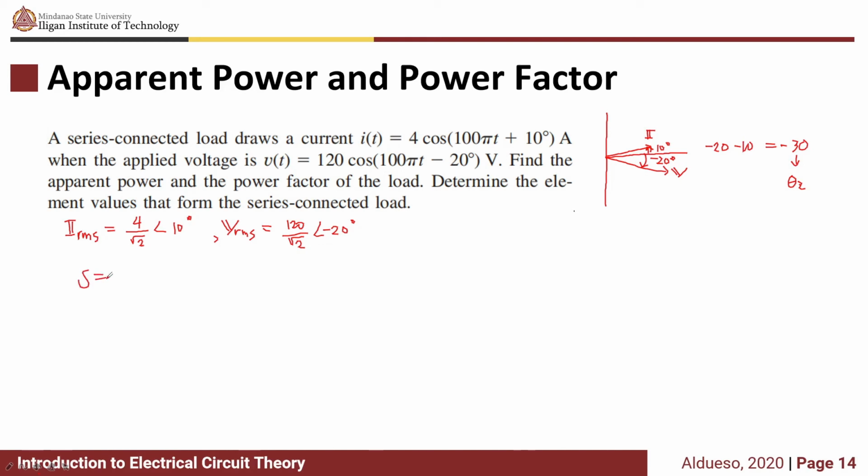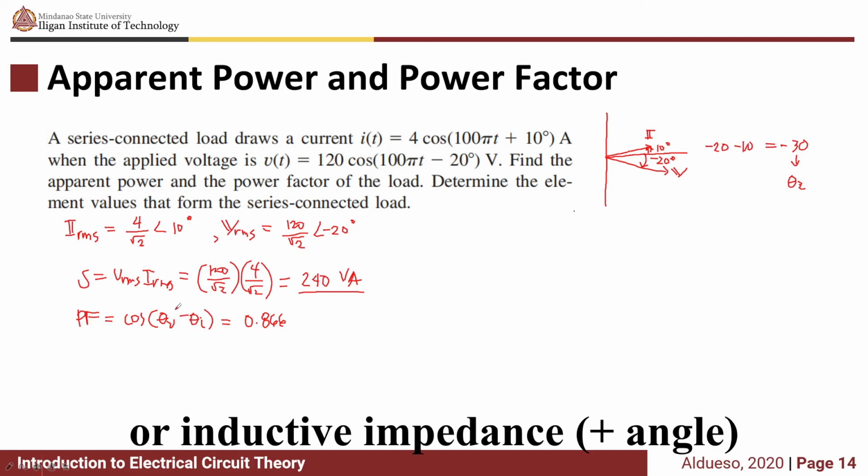So solving for the apparent power, we have the magnitude of VRMS times IRMS. We have 120 over square root of 2 times 4 over square root of 2. We have 240 volt-amperes. Now the PF is equivalent to cosine of theta V minus theta I, which is negative 30. So cosine of negative 30 is equivalent to 0.866. Since our PF has no unit, the cosine of positive or negative 30 is just 0.866. We need to indicate if it is leading or lagging.